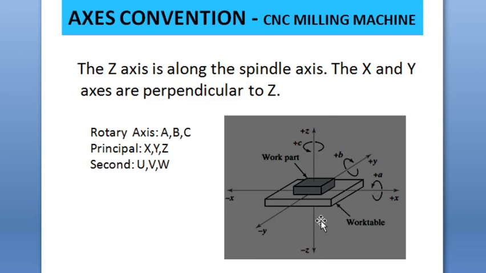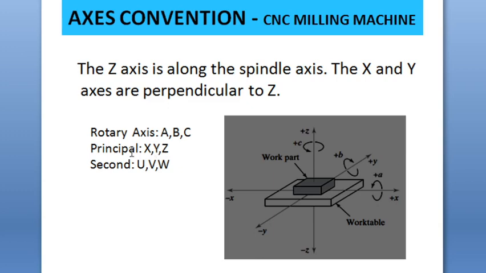It's the machine table axes, X and Y. It's a longitudinal axis. Leftward and rightward movement of the table is the X axis. This one, perpendicular to X, is called the Y axis. It is used for cross feed movement of the machine tool.